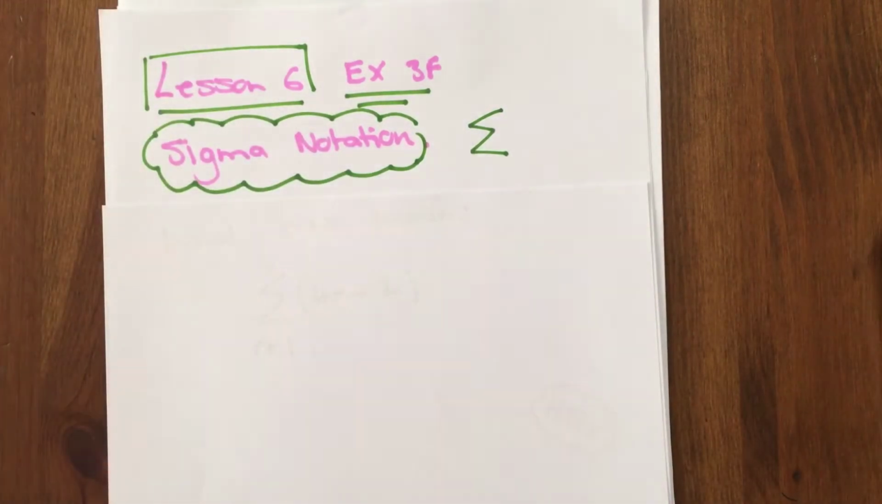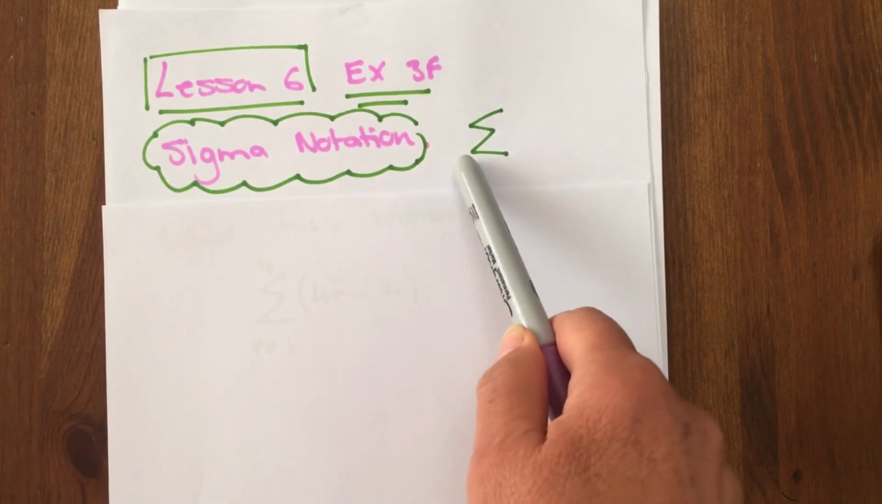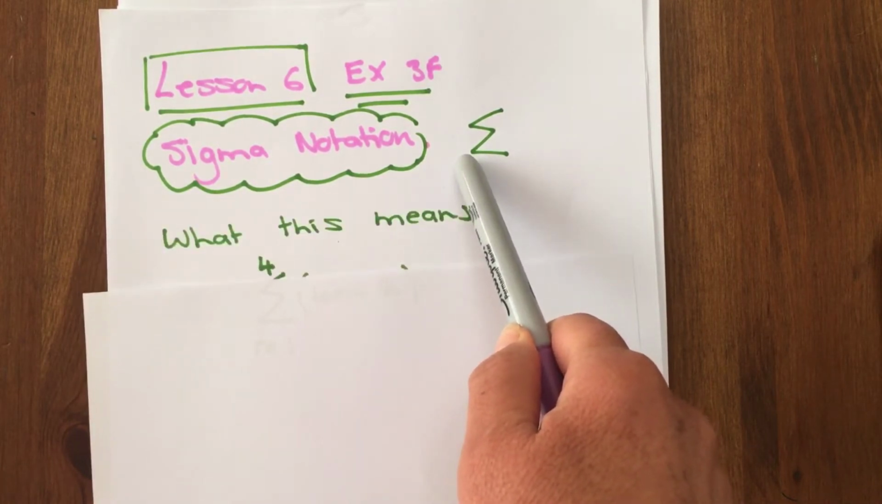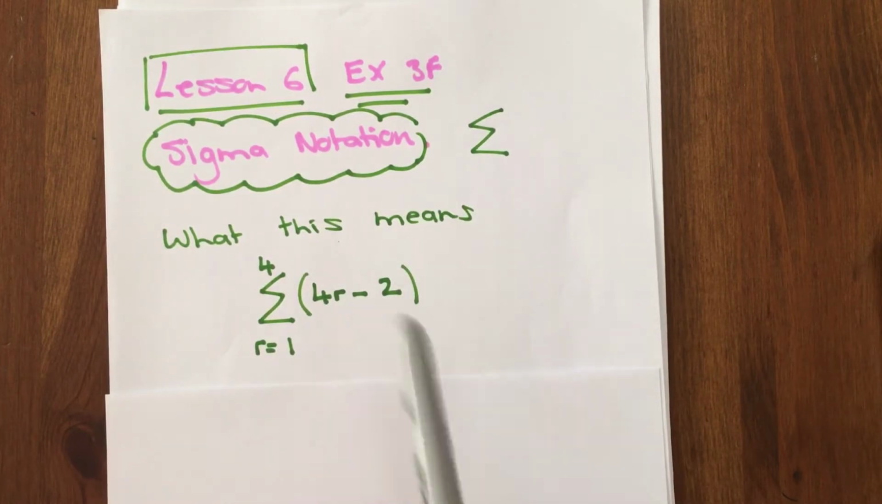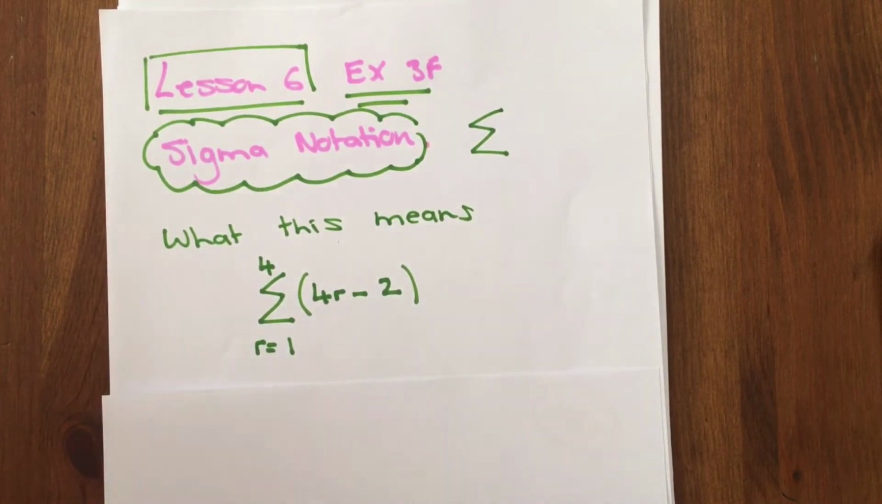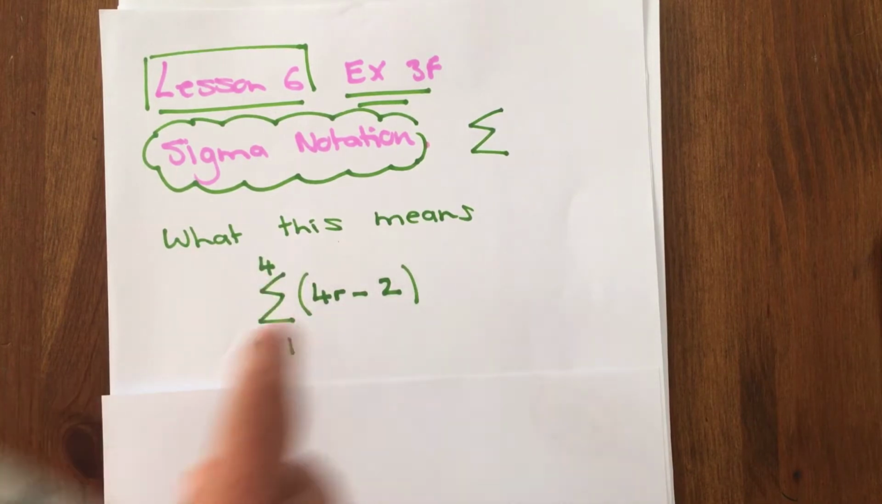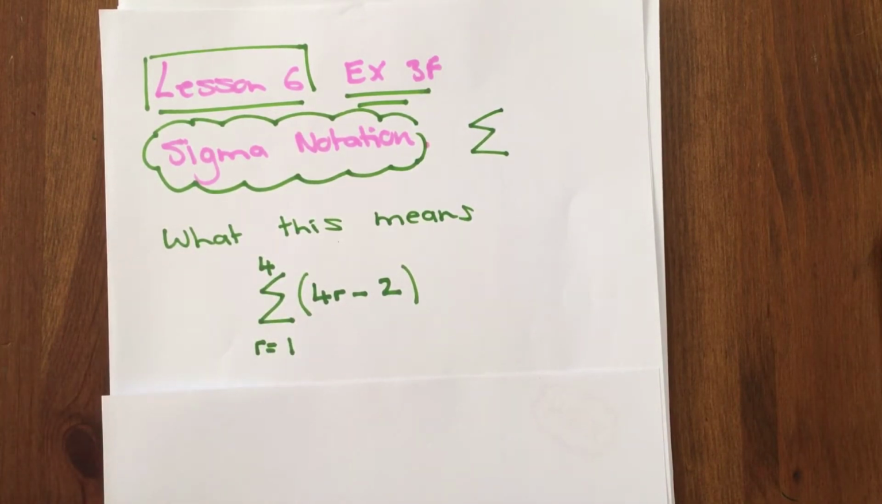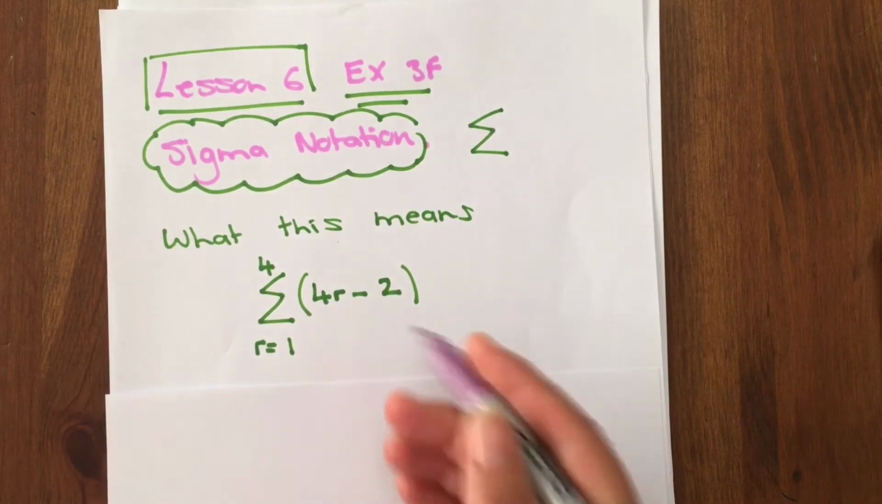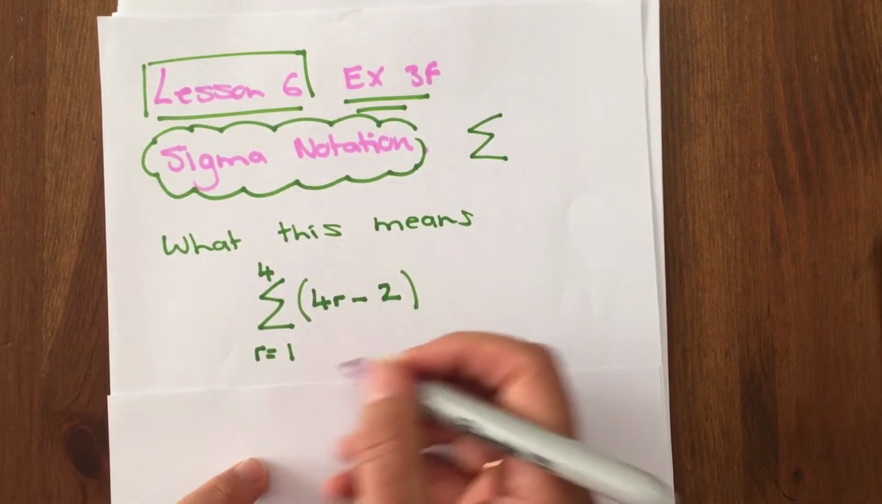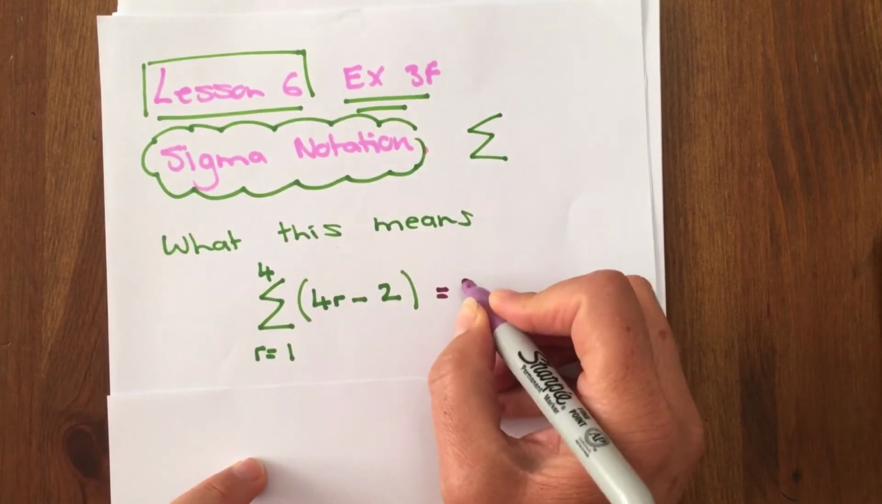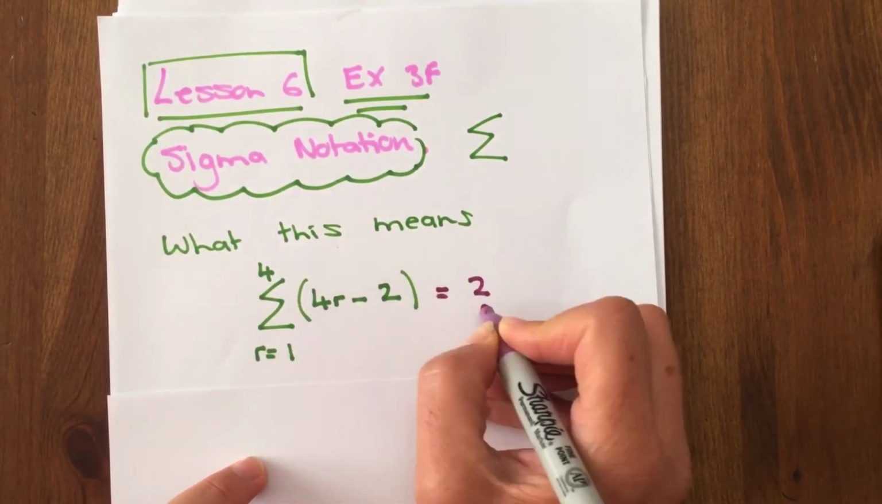Okay, so sigma notation. This is the symbol for sigma notation. And if we look at what this means, it means we are going to add up all the numbers that we get for the first 1, 2, 3, 4 terms of this sequence. So what you would get if you put r equals 1 into here, you are going to get 4 minus 2 is 2, so subbing r equals 1 in here.